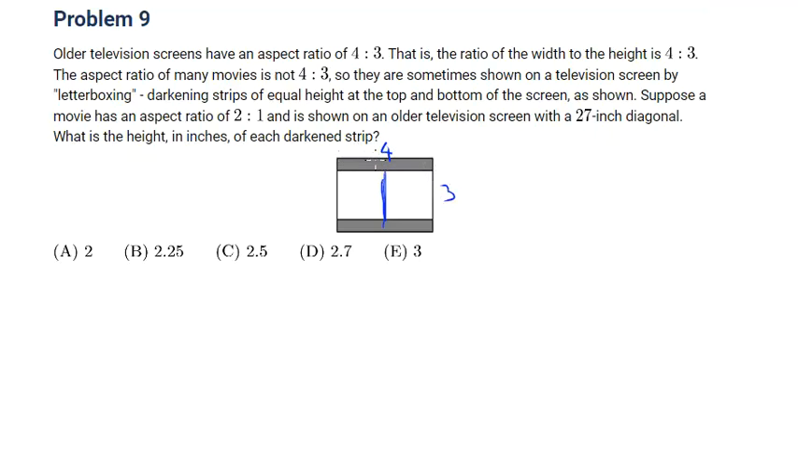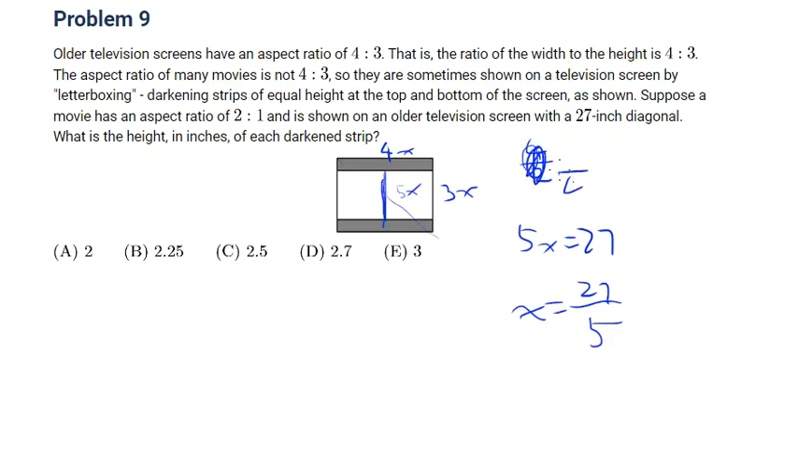Okay, so this is 3x, this is 4x, this will be 5x. 5x equals 27. Okay, now see here. This is 2:1. But this is 4. 2:1 is equal to 4:2. This is 4:3.